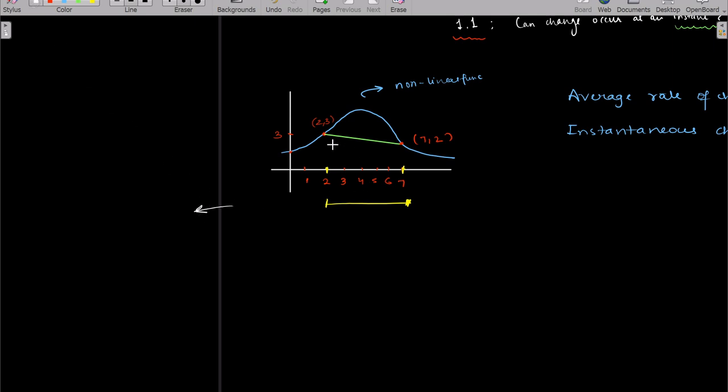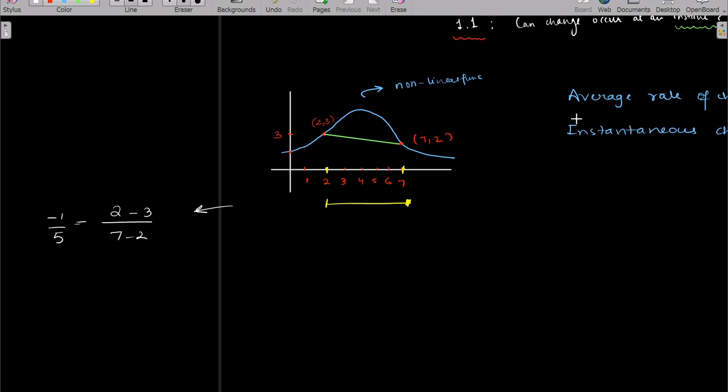If you're moving from this point to this point, 3 minus 2 over 2 minus 7, so 1 over negative 5. Exactly, so negative 1 over 5. That means when we go from this point to this point, we are traveling a horizontal distance of 5, and coming down by 1 unit. That's the change in this interval from 2 to 7.